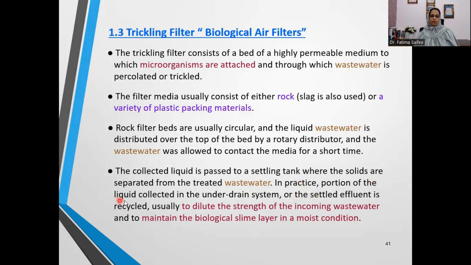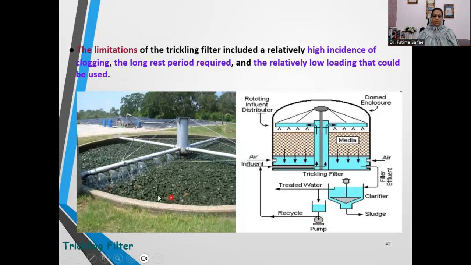In practice, a portion of the liquid collected in the underdrain system or the settled effluent is recycled, usually to dilute the strength of the incoming wastewater and to maintain the biological slime layer in a moist condition. I'll show you in this picture. Here you can see this is all the sludge and this is the water which is coming through here and it is continuously rotating. The limitations of the trickling filter include a relatively high incidence of clogging, the long rest period required and the relatively low loading that could be used. This is also used for the activated sludge process, but there are different techniques that we are using to remove the activated sludge.